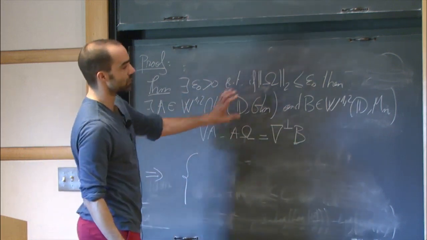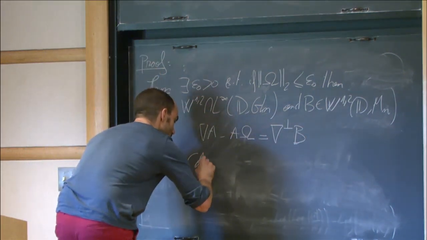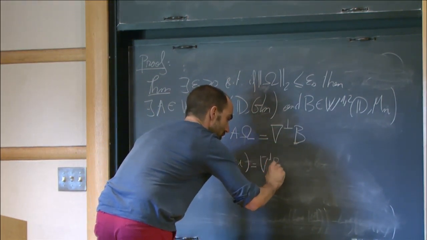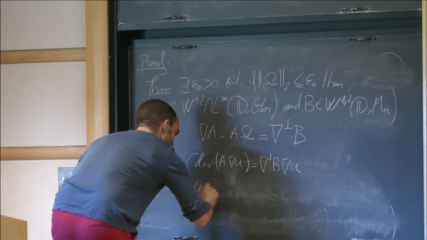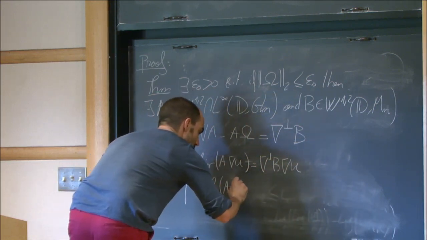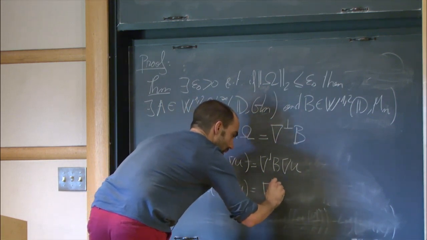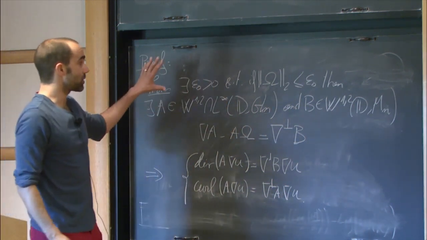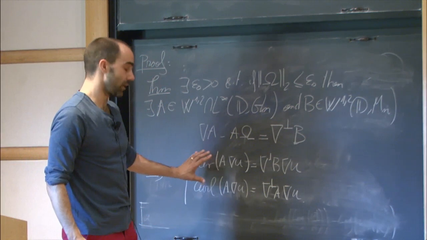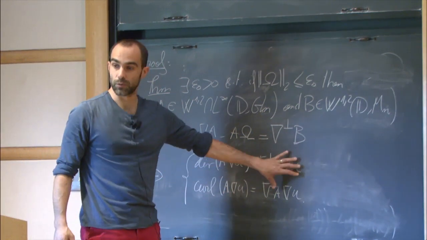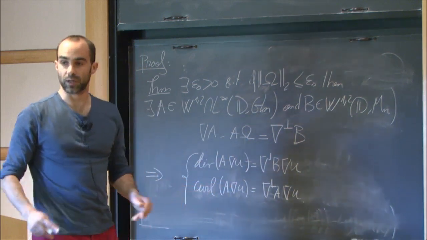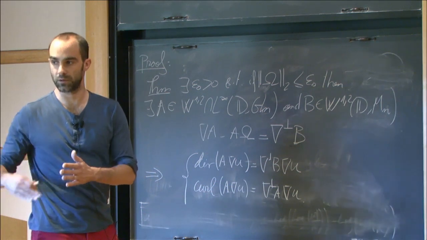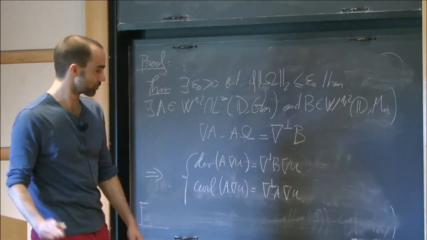If you plug this equation in star, star becomes divergence of A nabla u equal to nabla perp B nabla u, and curl of A nabla u equal to nabla perp A nabla u. So now you have rewritten the equation star into a div-curl on the left-hand side, an elliptic operator, and a Jacobian on the right side. And now you can apply Wente to get some energy estimate. Energy estimates give you more estimates, and then you have the expected regularity.